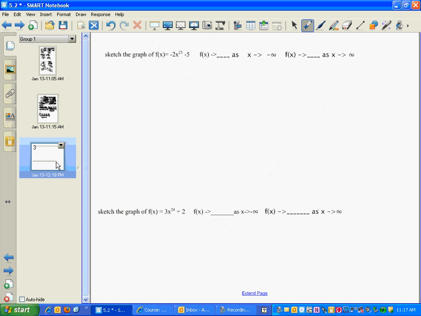Sketch the graph of negative 2x to the 23rd minus 5. So it's basically, where are my tails? Who could raise your hand? Where are my tails going to be in this problem? Is it even or an odd? And is it positive coefficient or negative? Alex? It's going to be the second and the fourth because it is odd and it is negative.